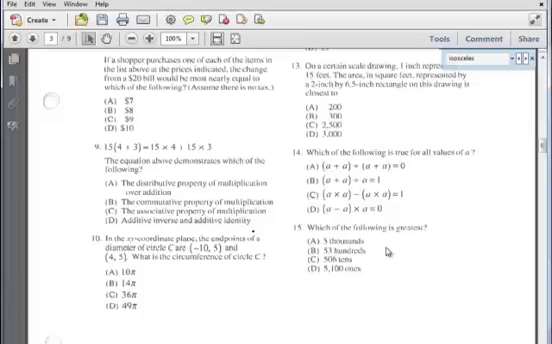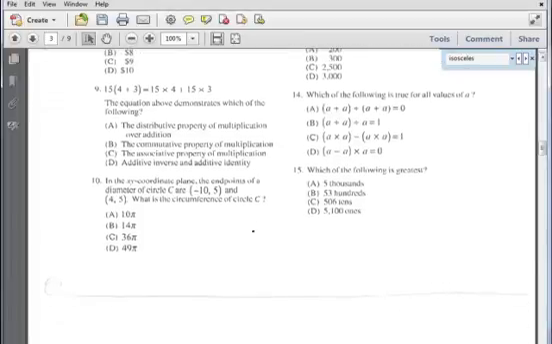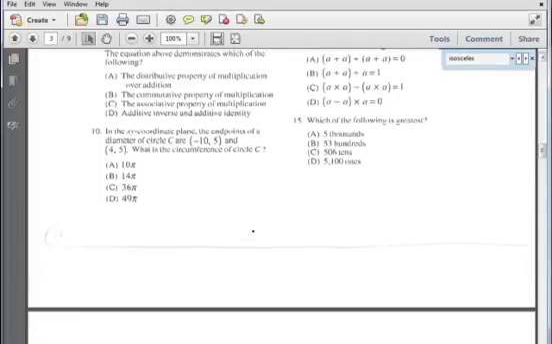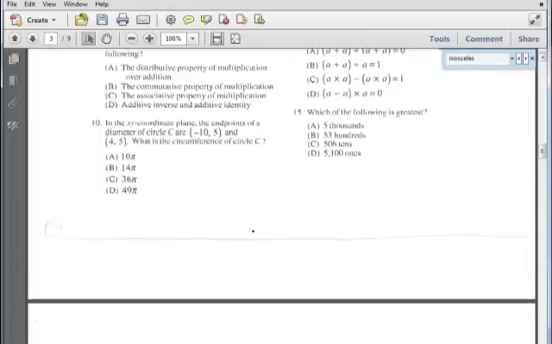Okay. Oh, I thought that was a circle. Let's see. Oh, this is a circle. Good. I thought I saw the circle. So this is a geometry problem with circles. Okay. Well, let's go ahead and go back to the smart board.